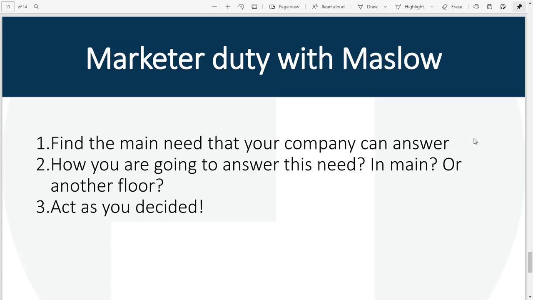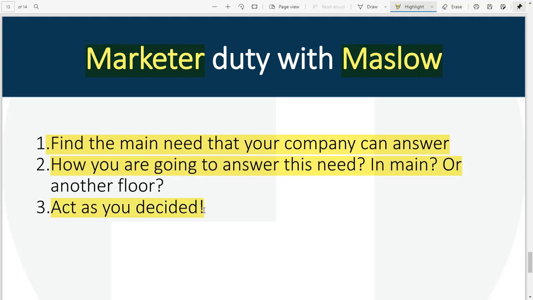After these rules, we're going to talk about the marketer's duty with Maslow. First of all, you should find the main need that your company can answer. Second, you're going to know how you are going to answer this need, in the main level or in another floor. And third, act as you decided.